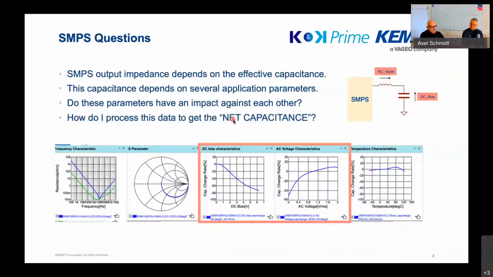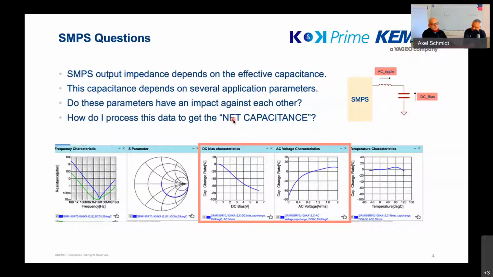I think more or less all new designs are working with switch mode power supplies, and OMICRON gives a lot of application notes and information about the stability. One part of the stability of this open loop and closed loop system is, of course, the capacitance and the ESR of the capacitor. What we give you in a data sheet is some information that's probably not applied to your application parameters at the end of the day.